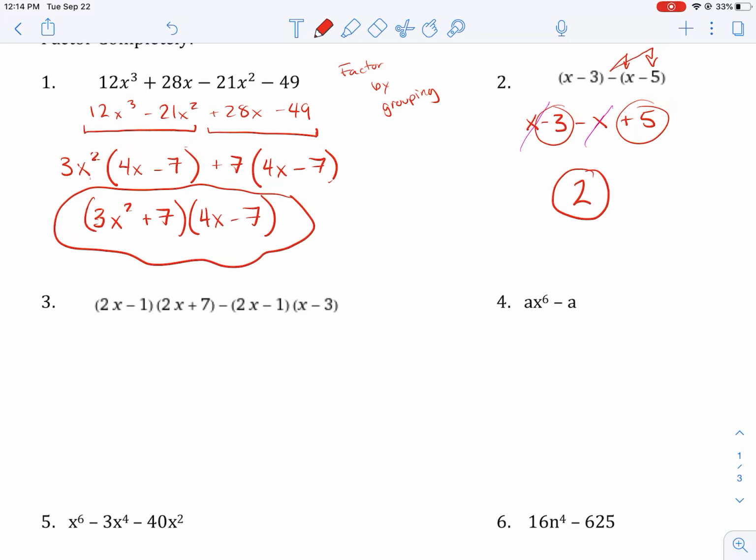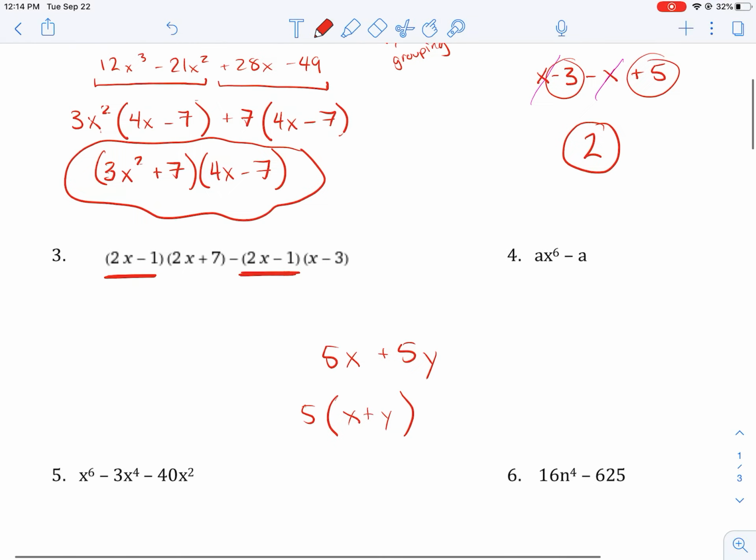They both have something that's being multiplied in both parts of this, on both sides of the subtraction sign. And if you look carefully enough, you notice that 2x minus 1 is on both sides. So let me go back to this for a second. If I had 5x plus 5y, and I say factor this problem, or take out a GCF, you would immediately take out that 5 and be left with x plus y. That's factored. These two things multiplied together get us back to the original.